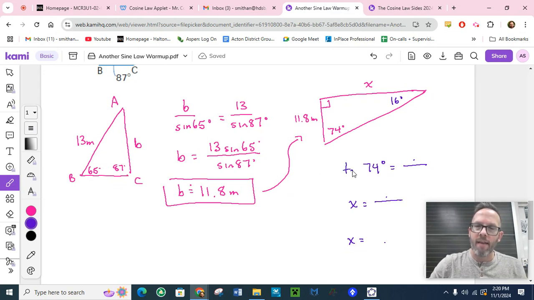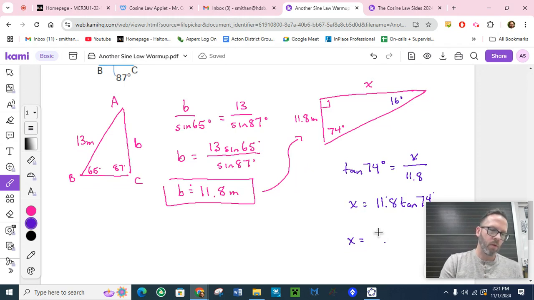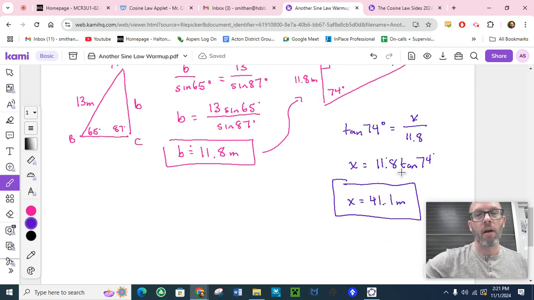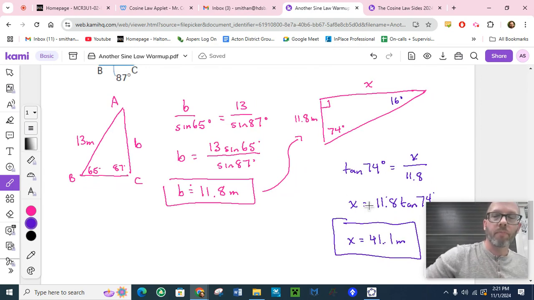All right, let's try this again. Tan of 74 is x over 11.8. So that means we're using multiply: 11.8 times the tan of 74. This will work, surely. Times tan of 74. Okay, 41.1 now? Okay, good. But I like that some of you guys used the sine law there. As we've been talking about, there's often more than one tool to do the job. If you're really comfortable using the sine law, use the sine law. If you're comfortable using SOHCAHTOA, do that.